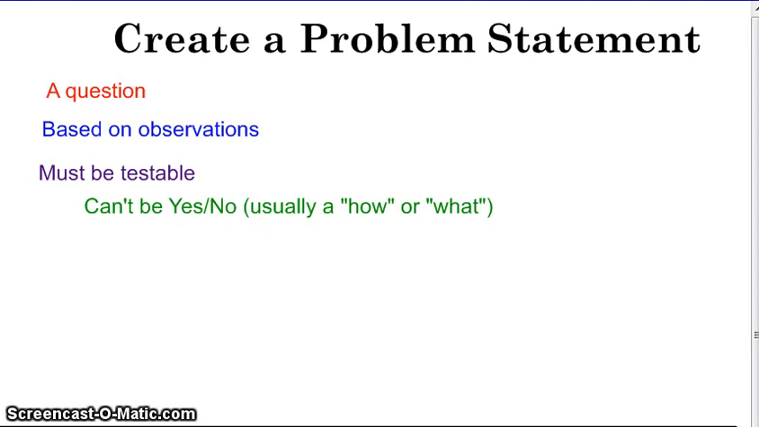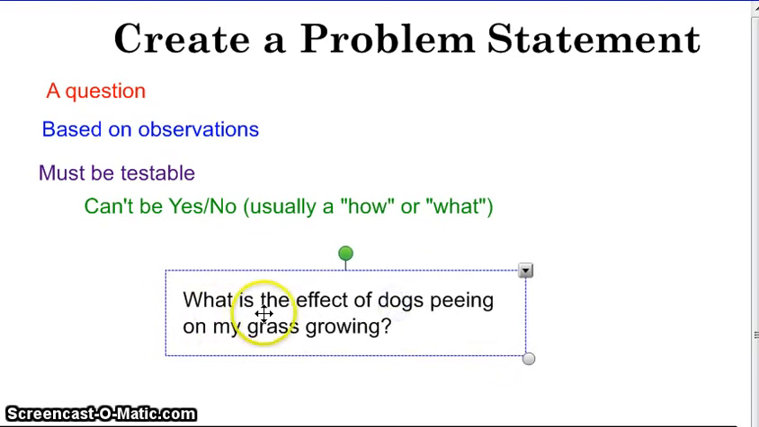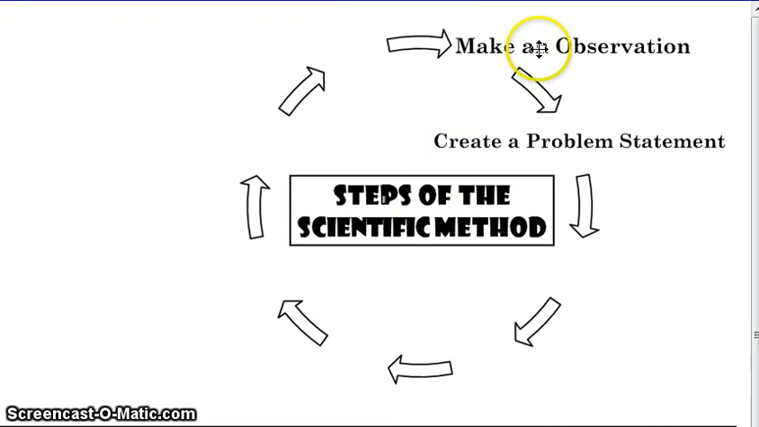So here's an example in the scenario of what was observed. So you sort of have an idea of what might be causing those circular dead spots in your yard. In this case you have a dog and you suspect maybe it's where the dog is peeing or urinating. So what is the effect of dogs peeing on my grass growing? That's the question you want to answer. Now you may feel like you know the answer. That's not uncommon. You've made an observation, you've created a problem statement.